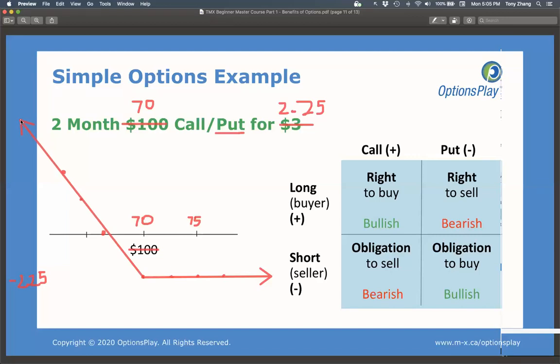So a put option looks something like this. As the stock keeps moving lower and lower and lower, I can make more and more money. And then no matter what happens, even if the stock goes to 1,000, the most I lose is that $2.25.